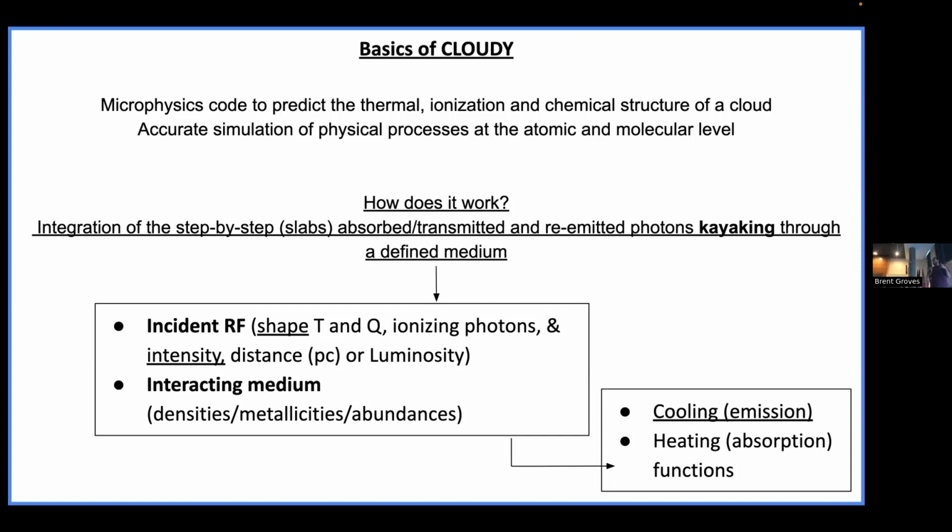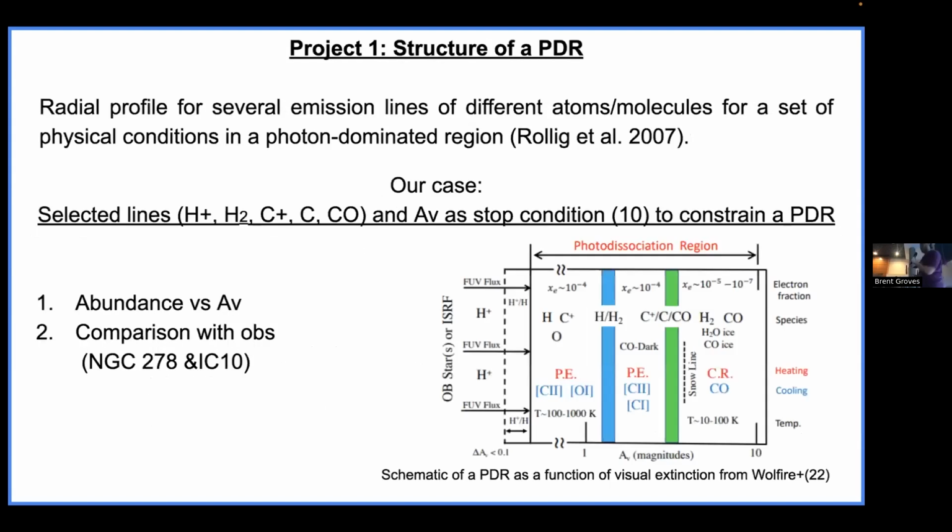The 2 main points for Cloudy are the definition of the radiation field and the interacting medium. The radiation field can be defined through shape and intensity. This is the first part of the examples we were studying when we started approaching Cloudy, and then of course the interacting medium, which depends on what you're aiming to get from Cloudy. So you can have cooling and heating functions, and we are going to present the cooling ones because we are focusing on the emission lines. Thank you. And that's the first project.